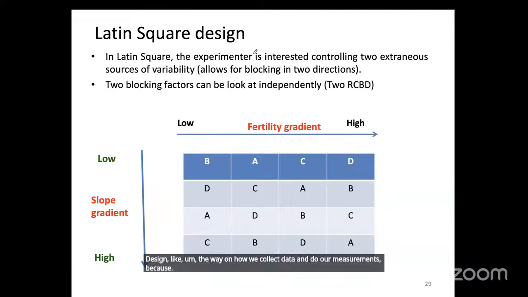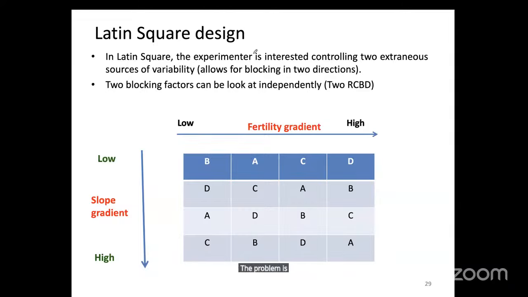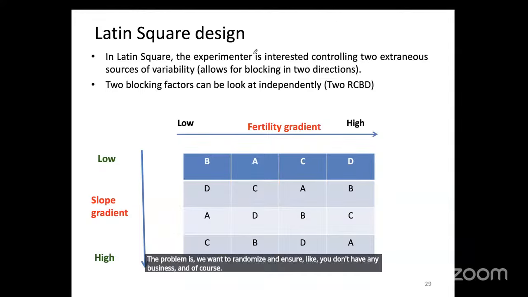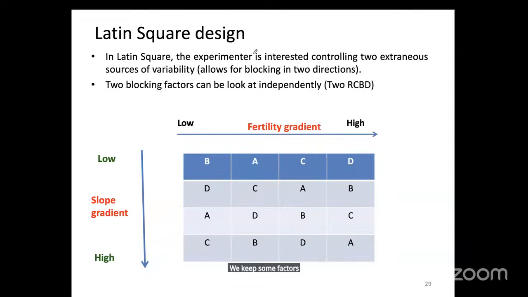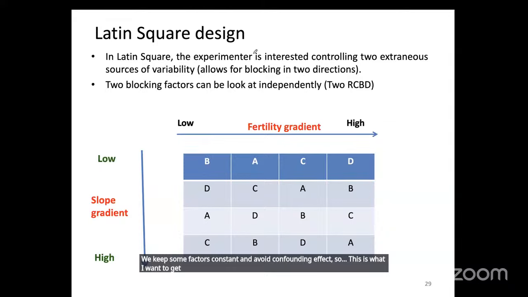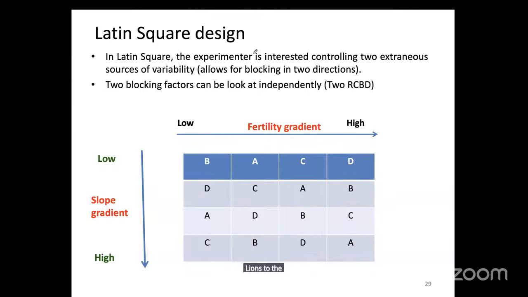Because the problem is we want to randomize and ensure we don't have any bias, and of course we keep some factors constant and avoid confounding effects. So this is what I want clarification on. I know it's not going to be a real experiment, but if we were to introduce lions to the area where they were not present.